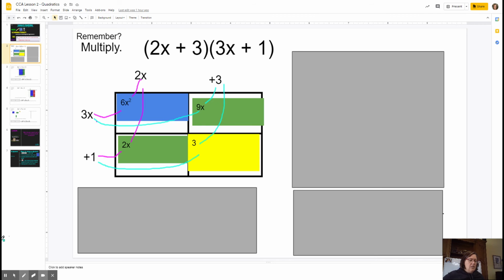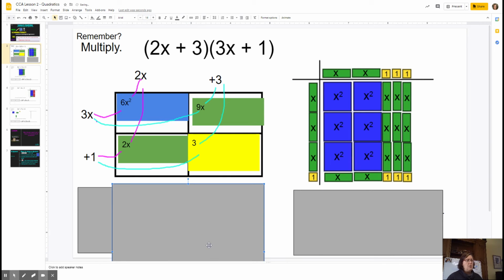Now, one of the things to keep an eye out for is, notice I have them color coordinated, and their colors are specific to what their terms are. So I've got 6x squared, and I've got 9x, and I've got 2x, and I've got 3. And so what we're going to do is focus on taking those algebra tiles that would be underneath in the middle right here, and we're going to make a rectangle with them. Okay? So I'm just going to move this little square here out of the way, this rectangle. So this is what it would look like using those algebra tiles.